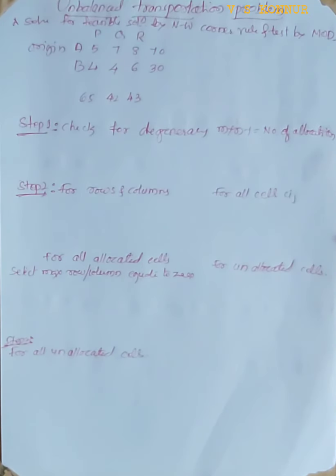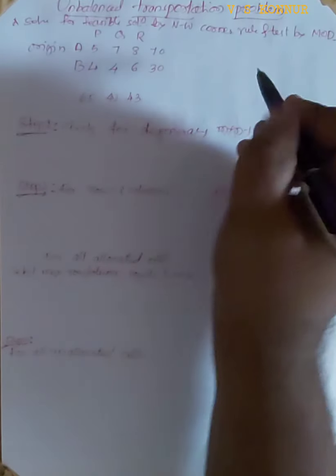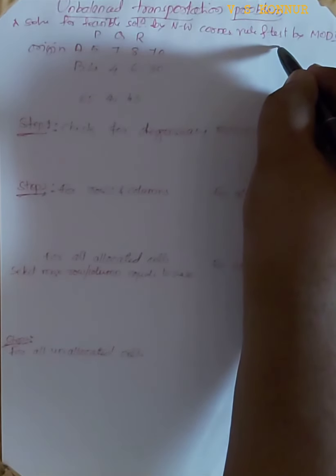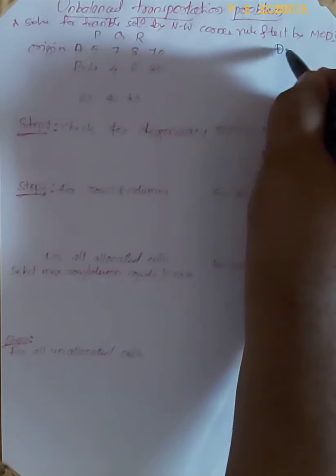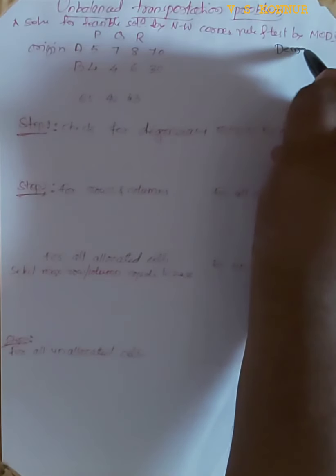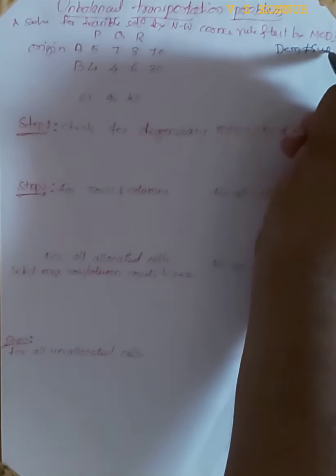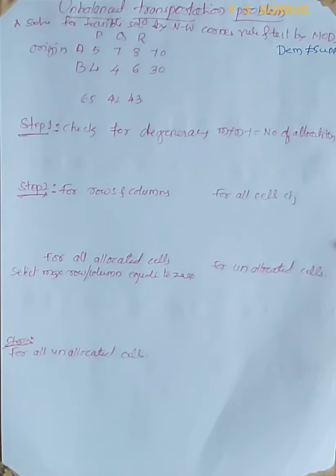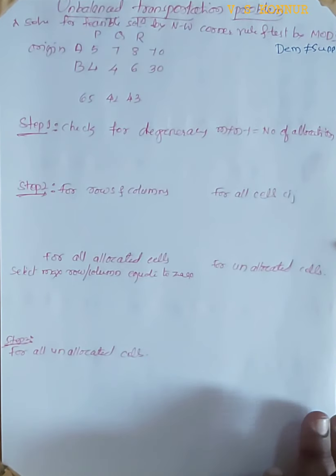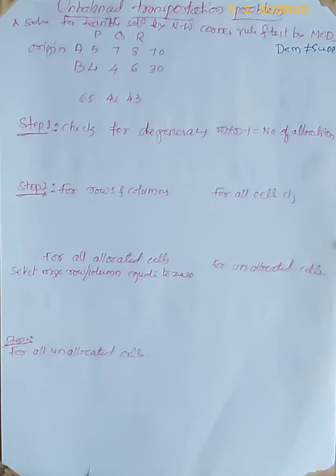Unbalanced type of transportation problem. Unbalanced is nothing but when supply and demand are not equal. If supply is not equal to demand, then that is called an unbalanced type of problem.